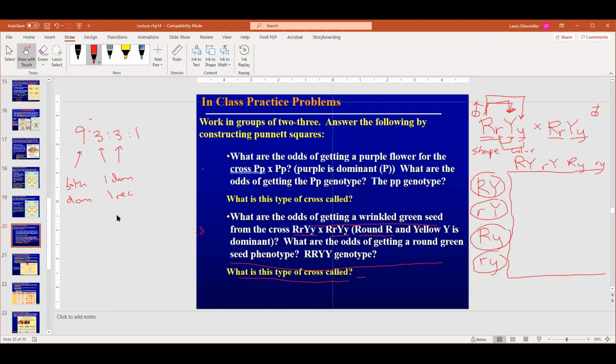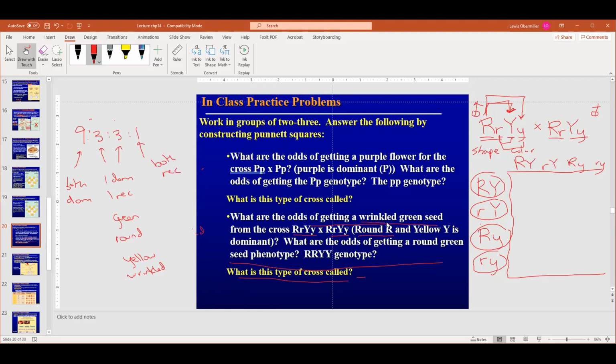So one could be green, and that would be the recessive trait. So the other one had to be dominant, so that would be round. And then the other one would be yellow, which would be 1 dominant, so the other trait would have to be recessive, which would be wrinkled. And then this one represents both recessive traits.